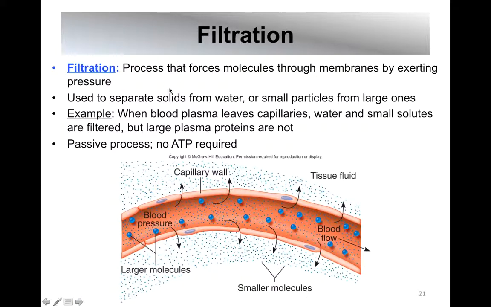Filtration is diffusion, but it's diffusion created by high pressure. So filtration happens when you have a lot of pressure that's pushing material through a cell membrane or a tissue membrane, like this blood vessel. And this high pressure in here, high blood pressure, is forcing this material out. That's filtration: diffusion by high pressure.